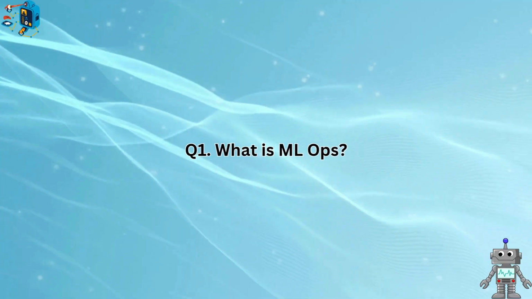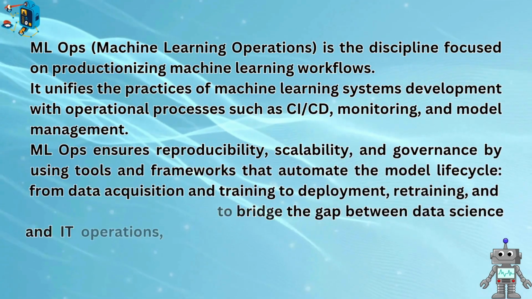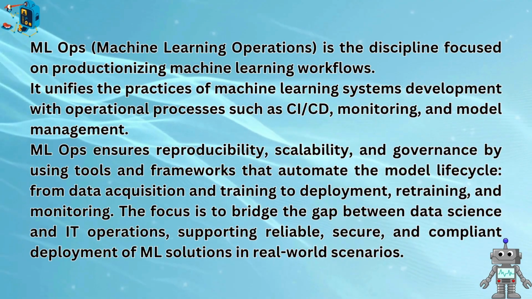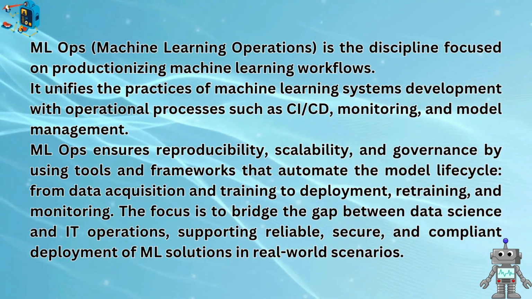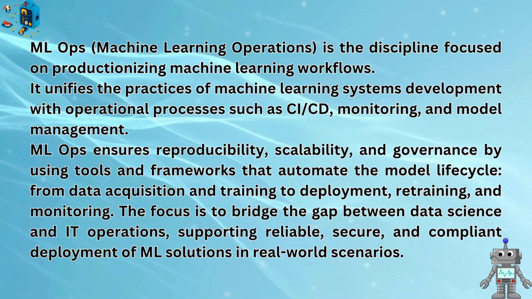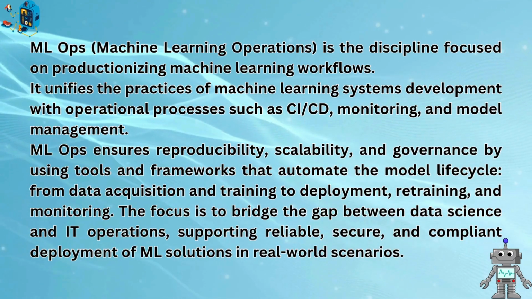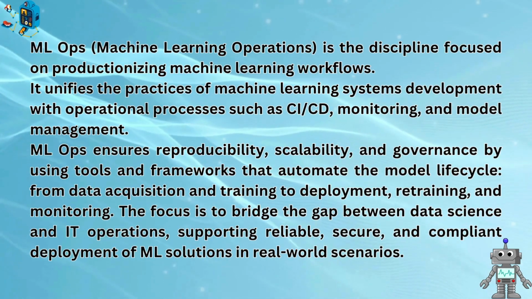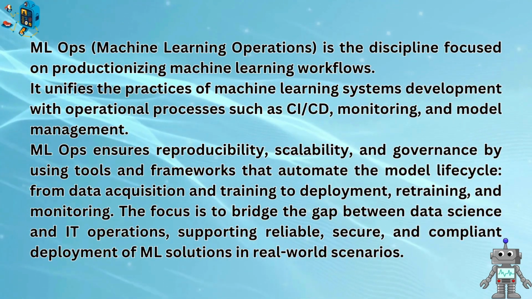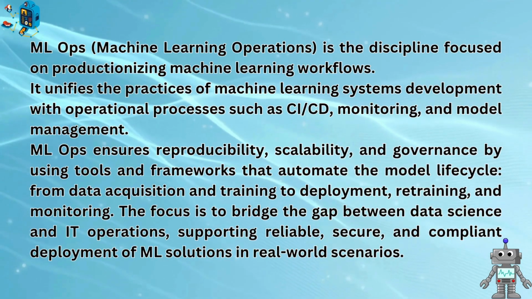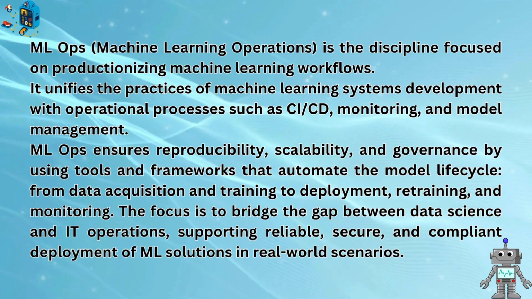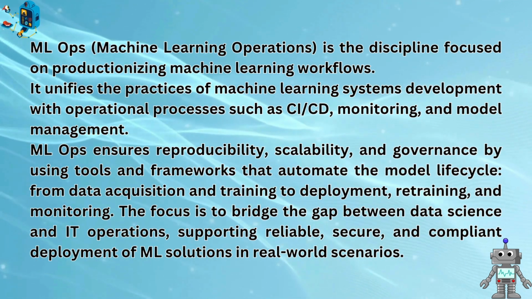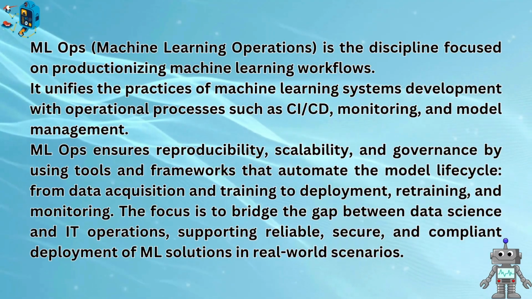What is ML Ops? ML Ops, machine learning operations, is the discipline focused on productionizing machine learning workflows. It unifies the practices of machine learning systems development with operational processes such as CI and CD, monitoring, and model management. ML Ops ensures reproducibility, scalability, and governance by using tools and frameworks that automate the model lifecycle, from data acquisition and training to deployment, retraining, and monitoring. The focus is to bridge the gap between data science and IT operations, supporting reliable, secure, and compliant deployment of ML solutions in real-world scenarios.